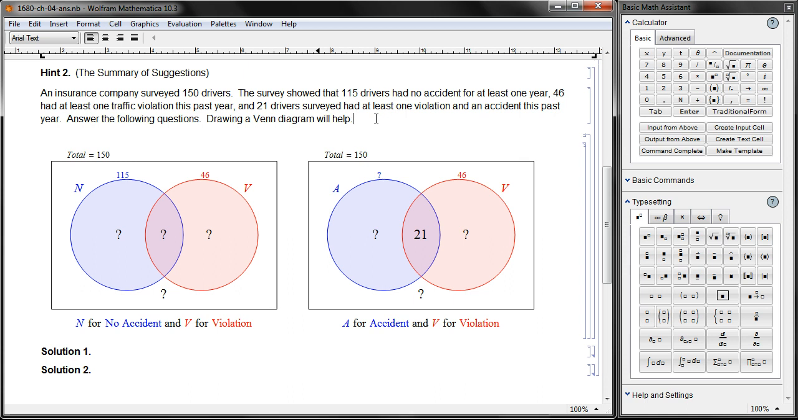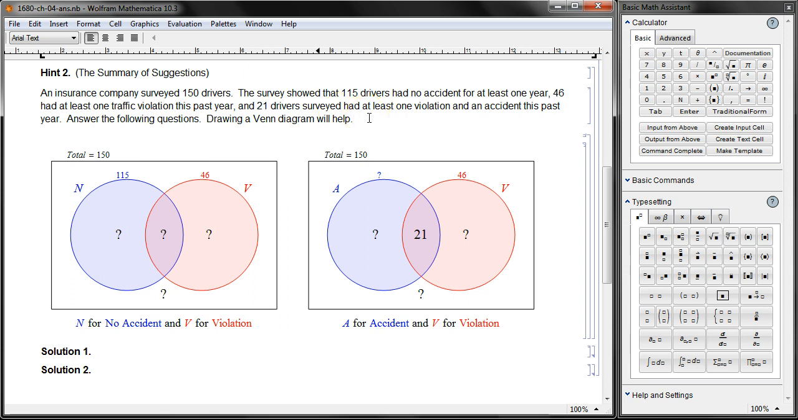First suggestion, N for no accident, V for violation. 115 drivers had no accident, so blue is 115. 46 had a violation, so 46 for the red number. The question is, where do we put 21? The driver had at least one violation and at least one accident. That's going to be a problem.